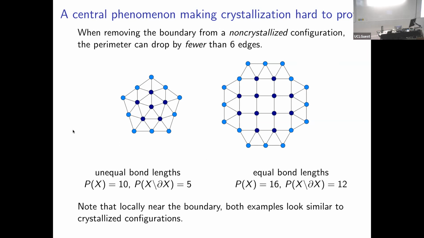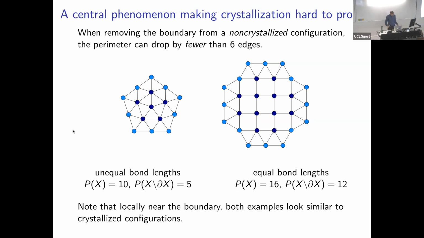Now let's look at the blue thing in the middle. If I take away all the boundary particles, it's basically 1, 2, 3, 4, 5, 6, 7, 8, 9, 10, 11, 12. So it has just 12 boundary edges. Again, in this case, the perimeter drops only by 4.